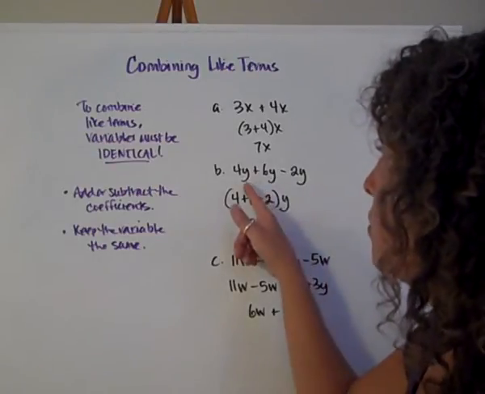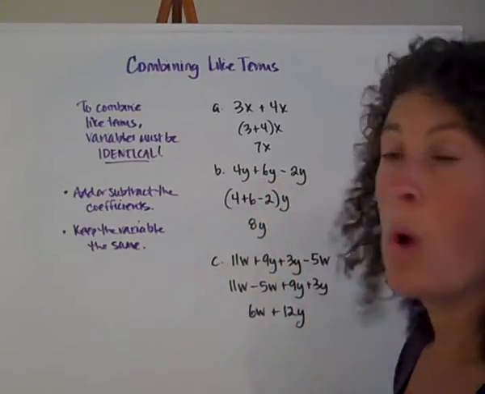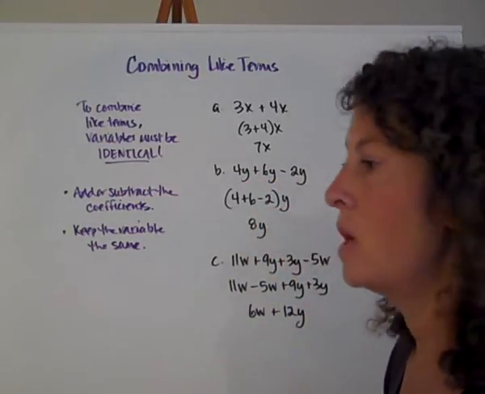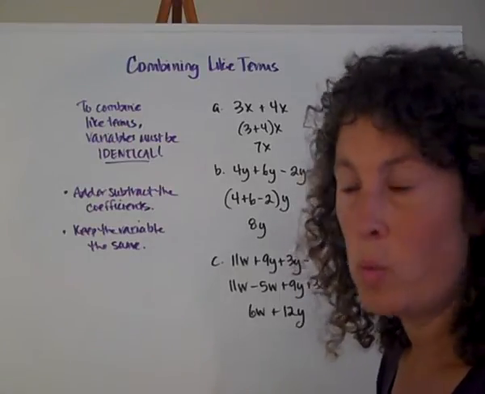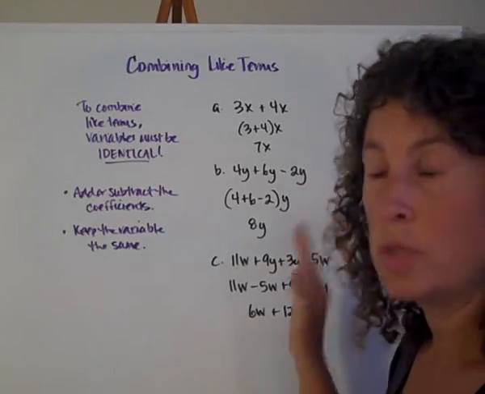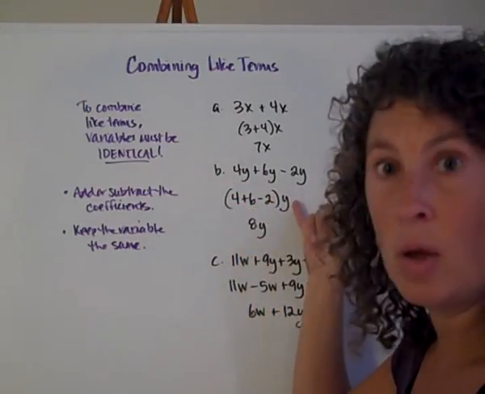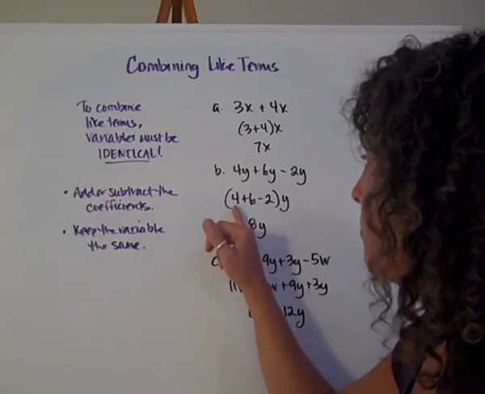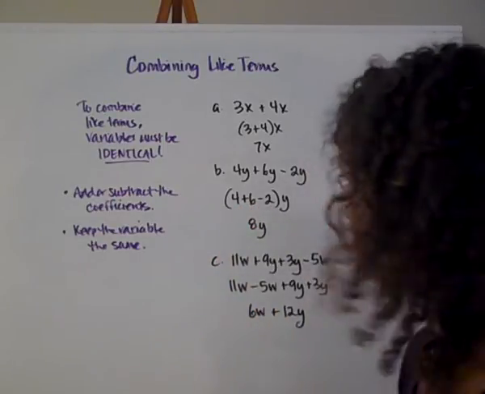Let's try another. 4y plus 6y minus 2y. These all have the variable y. They're exactly the same. They're not y squared. They're not xy. It's just plain old y. So I can take the coefficients and put them together. So 4 plus 6 minus 2, and then tack that y on the end here. 4 plus 6 is 10, minus 2 is 8, so I end up with 8y.